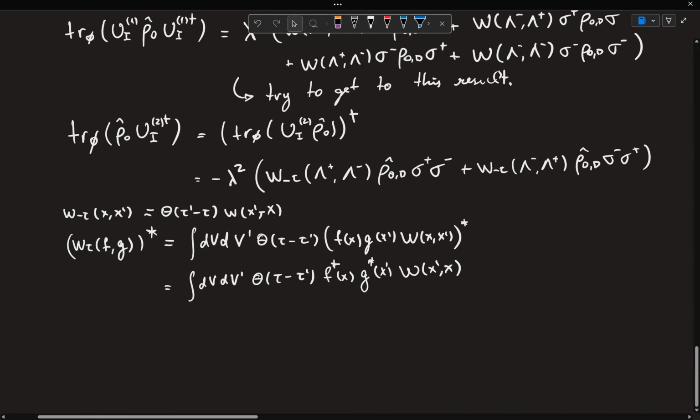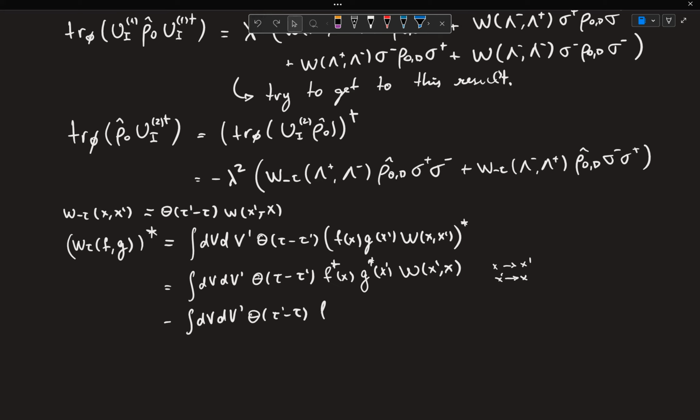And once you do this, now you can change variables in everyone here. So send x to x prime and x prime to x. And what you end up getting is the integral dv prime of theta of tau prime minus tau. Let's write the g first, because now it's going to come with the x. So g star of x, f star of x prime, and W of x prime. And then here, this is exactly the definition of W minus tau with a star.